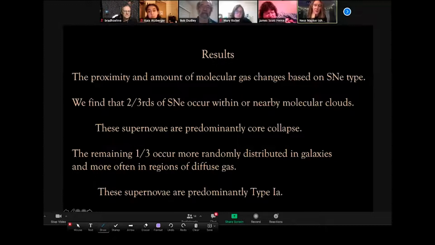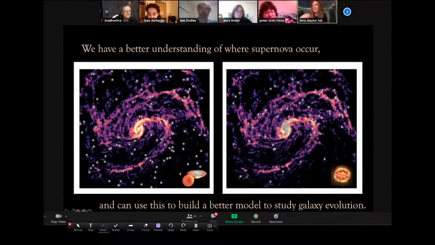The remaining 1/3 occur more randomly distributed in galaxies and are more often in regions of diffuse gas. And these are also predominantly type 1A. By collecting and analyzing this data, we learned that our best models and theories are supported by our observations. And we now have this empirical data that can be used to refine the simulations.